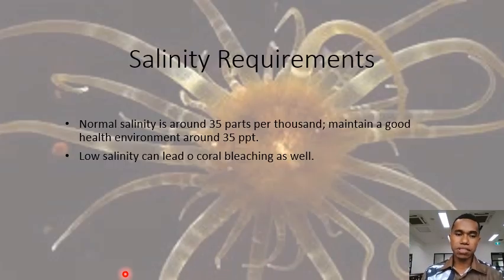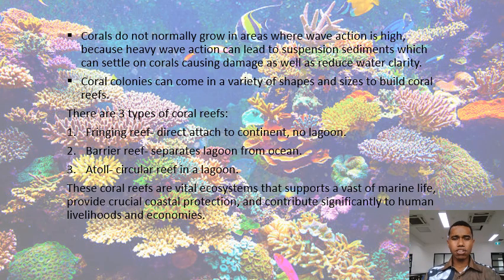There are also salinity requirements for coral, and normal salinity is around 35 parts per thousand, and maintaining a healthy environment around 35 ppt will enable them to thrive in their environment and build up more healthy coral reefs. Low salinity can also lead to coral bleaching. Corals do not normally grow in areas where wave action is high because heavy wave action can lead to suspended sediments, which can settle on corals causing damage as well as reduce water clarity.